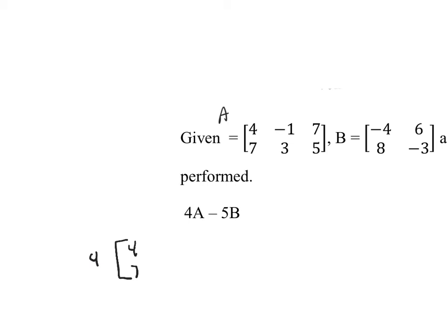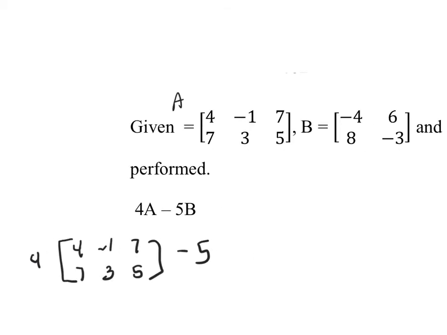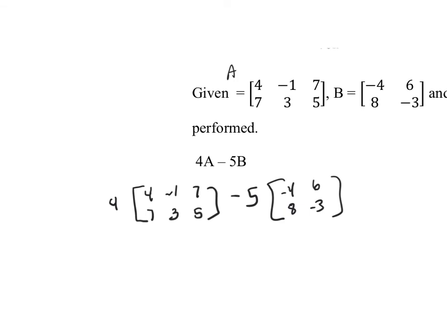So 4, 7, negative 1, 3, 7, 5, minus 5 times everything in the B. So B is negative 4, 8, 6, negative 3. So when we perform this, 4 times 4, 16. 4 times negative 1, negative 4. 4 times 7, 28. 4 times 3 is 12. 4 times 5 is 20.